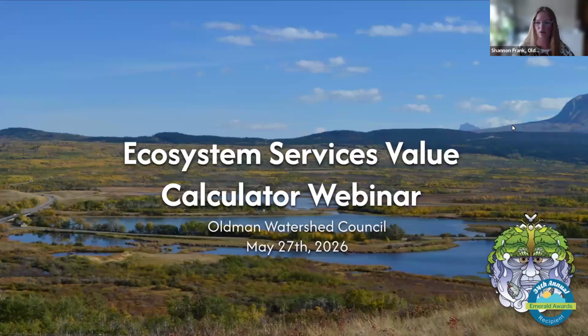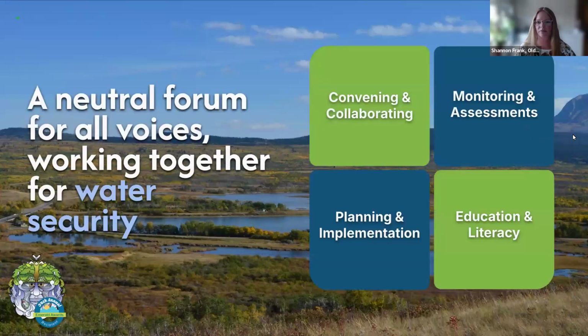Okay, so the Oldman Watershed Council, for those of you who might not be familiar with us, we are a nonprofit and a charity. And what we do is we work across sectors as a neutral forum for all voices, bringing people together for water security. And we're one of 11 watershed councils across Alberta, and we cover the land in the southwest corner of the province, which is all the land that drains into the Oldman River.